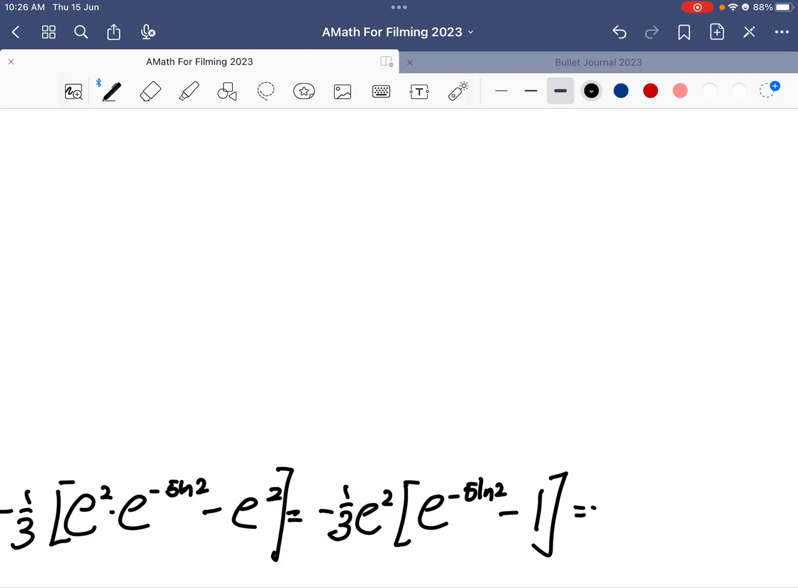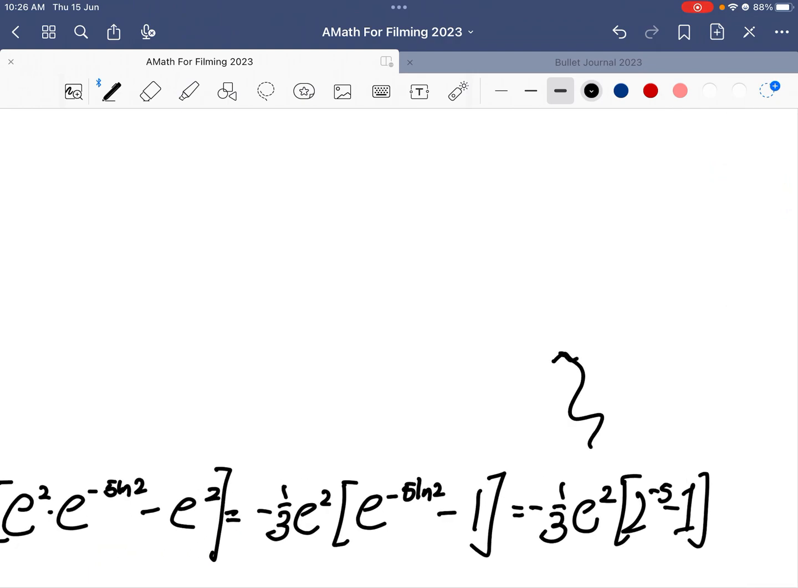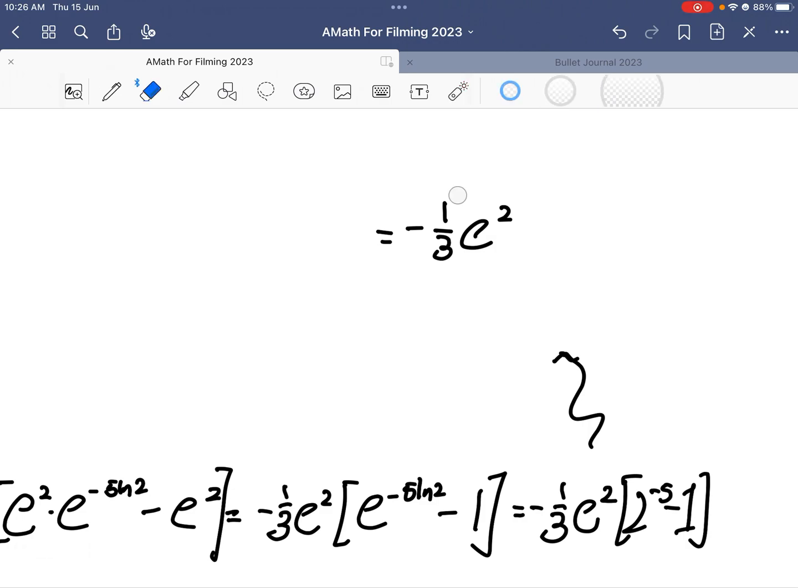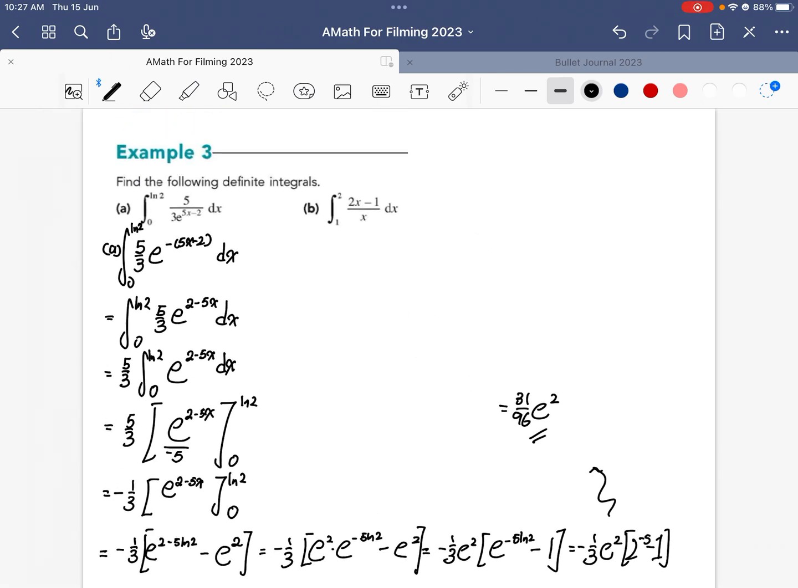Hence, if everything is simplified, what I get is negative 1/3 e squared, 2 to the power of negative 5 minus 1. So finally, my final answer will give me negative 1/3 e squared multiplied by 2 to the power of negative 5 minus 1. Your calculator will help you to simplify everything, and what you get will be 31 over 96 e squared. That's it. I think the basic concepts are not too difficult. It's more the manipulation itself.